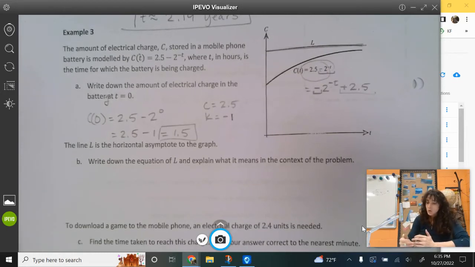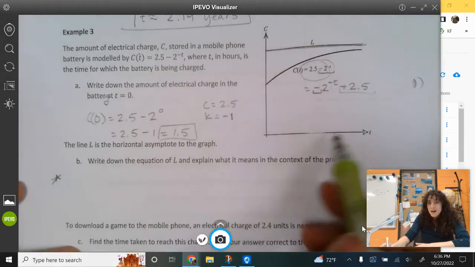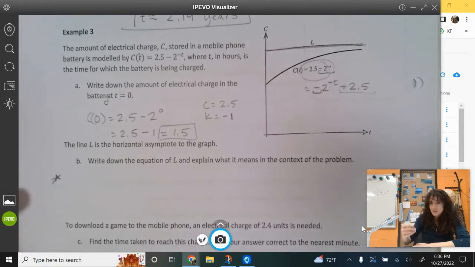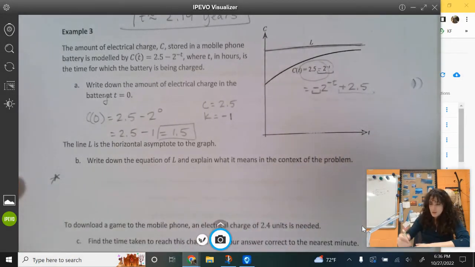The line L is the horizontal asymptote to the graph. Write down, okay, it should be in the equation. Write down the equation of L and explain what it means in the context of the problem. Go ahead and tell me what the horizontal asymptote is. Because of our reordering, you should be able to pull this out pretty quickly, right?